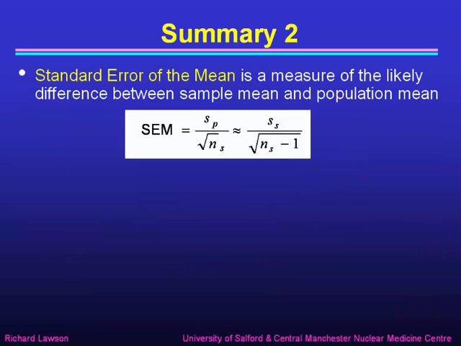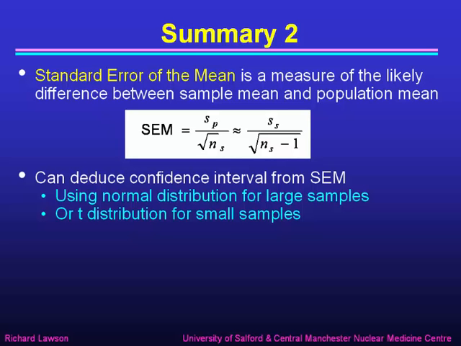We also learnt that the standard error of the mean is a measure of the likely difference between the sample mean and the population mean, and the standard error of the mean can be calculated as the population standard deviation divided by root ns, or estimated from the sample standard deviation divided by root ns minus 1.